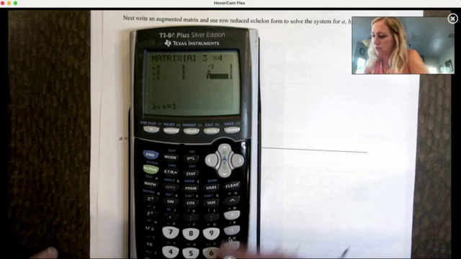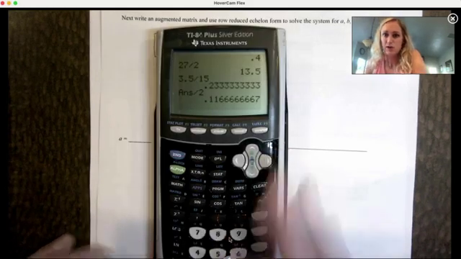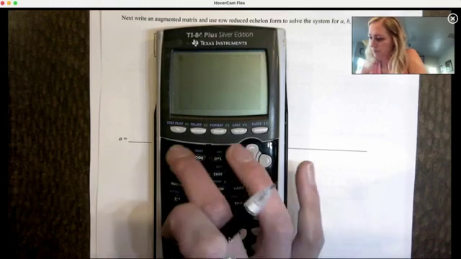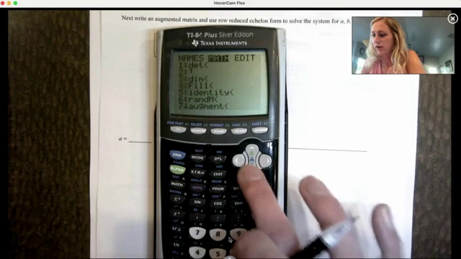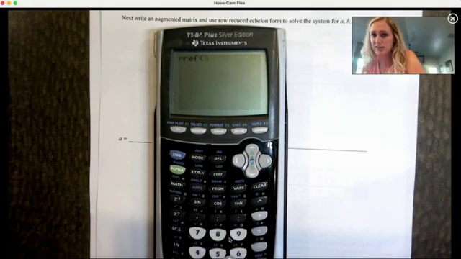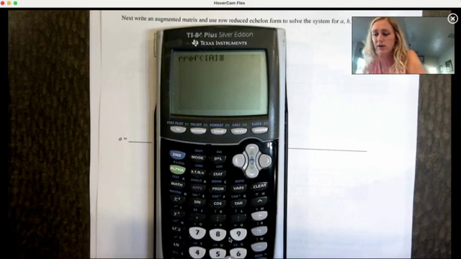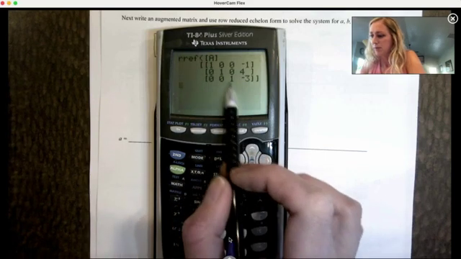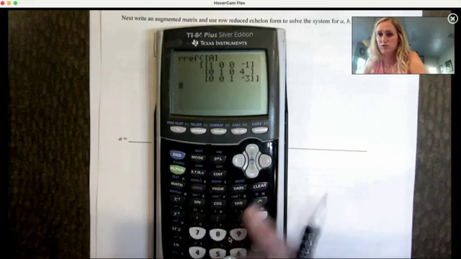Now I'm going to get out of that. Second quit. And we are now going to go to second matrix again. I'm going to scroll over to math and find the RREF, and then select matrix A. I'm going back into the matrix option and selecting matrix A. We already edited the values that are in it, and there it is. That's, remember, my row reduced echelon form, and it gives me the solutions for those three variables.